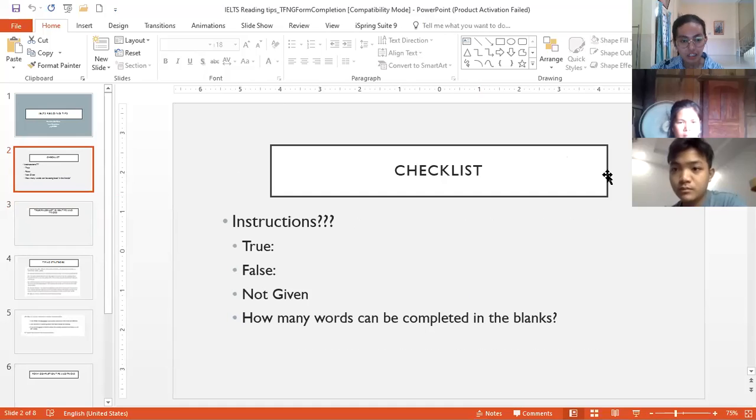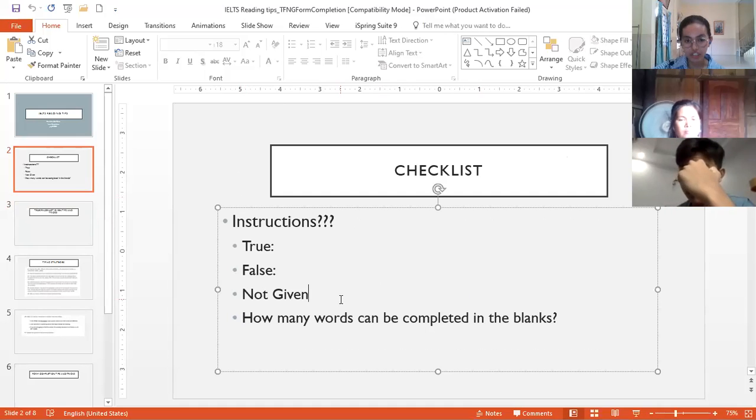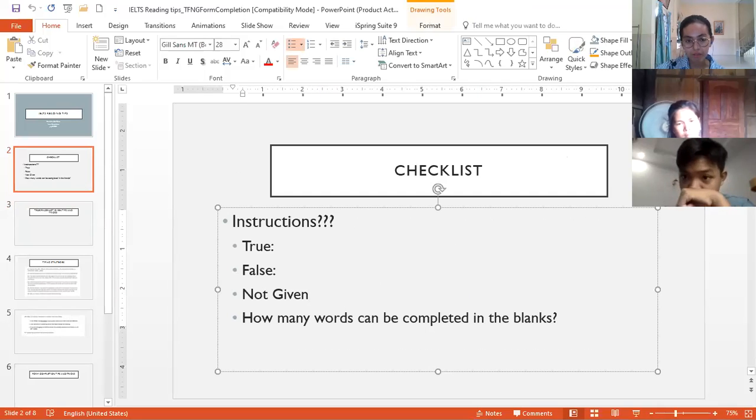All right. So after watching the videos, I want you to look at this checklist to see if you have completely understood. So first thing first, you know and you understand completely the instructions, right? What we mean by true, what we mean by false, and what we mean by not given. So what does true mean in the reading exercise or reading question? From your understanding, true means?